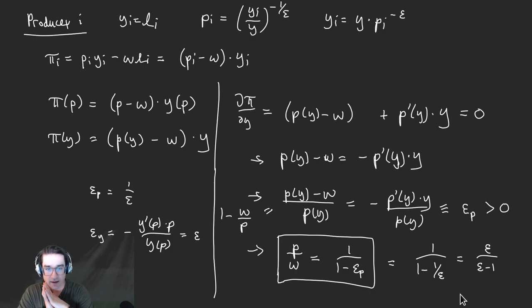Well, basically you can see that the elasticity of inverse demand here, as long as epsilon is greater than one, which typically we're assuming, this is going to be some number between 0 and 1. 1 over epsilon is going to be between 0 and 1. So this thing is going to remain well defined, although it will approach a limit.